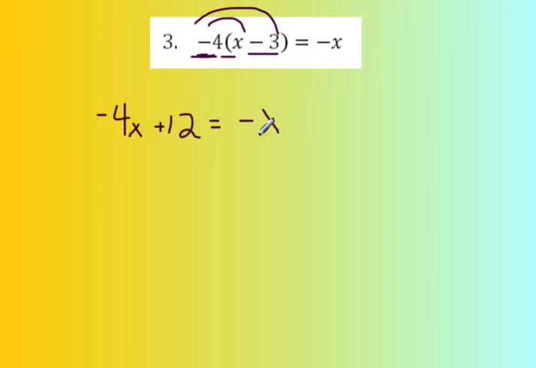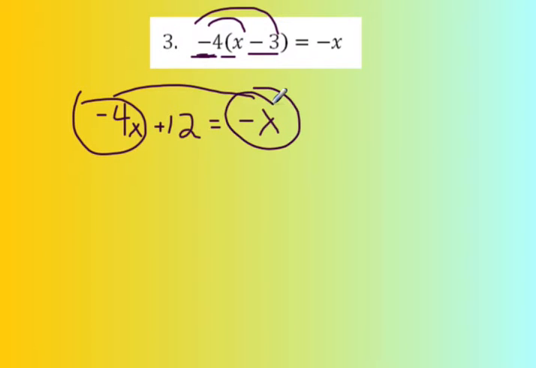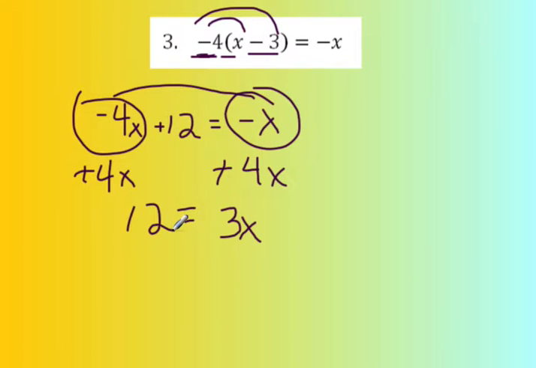Now I want to play this smart. I want to get my x's to the same side. So I have this negative 4x and this minus x. And so what I'm going to do is bring this 4x over to the other side, because that way my x's are isolated on one side. So here I'm going to have 3x, and that's going to be equal to 12. You could have done it the other way. It still would have worked out with the same answer. You do have a lot of choice in here.